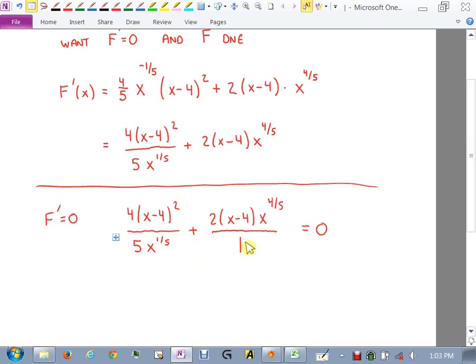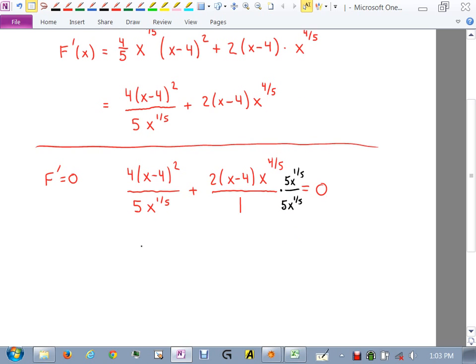To do this, I must get a common denominator to be 5x to the 1/5. So I'm going to multiply the top and bottom of this fraction by 5x to the 1/5, down here 5x to the 1/5. Is that good? Yes? All right, so what happens? I have my 4(x minus 4) squared over 5x to the 1/5 plus, now, I had a 2 out here. I have a 5 here, so that's going to become 10. So I've got 10. I have an (x minus 4) to the first power.